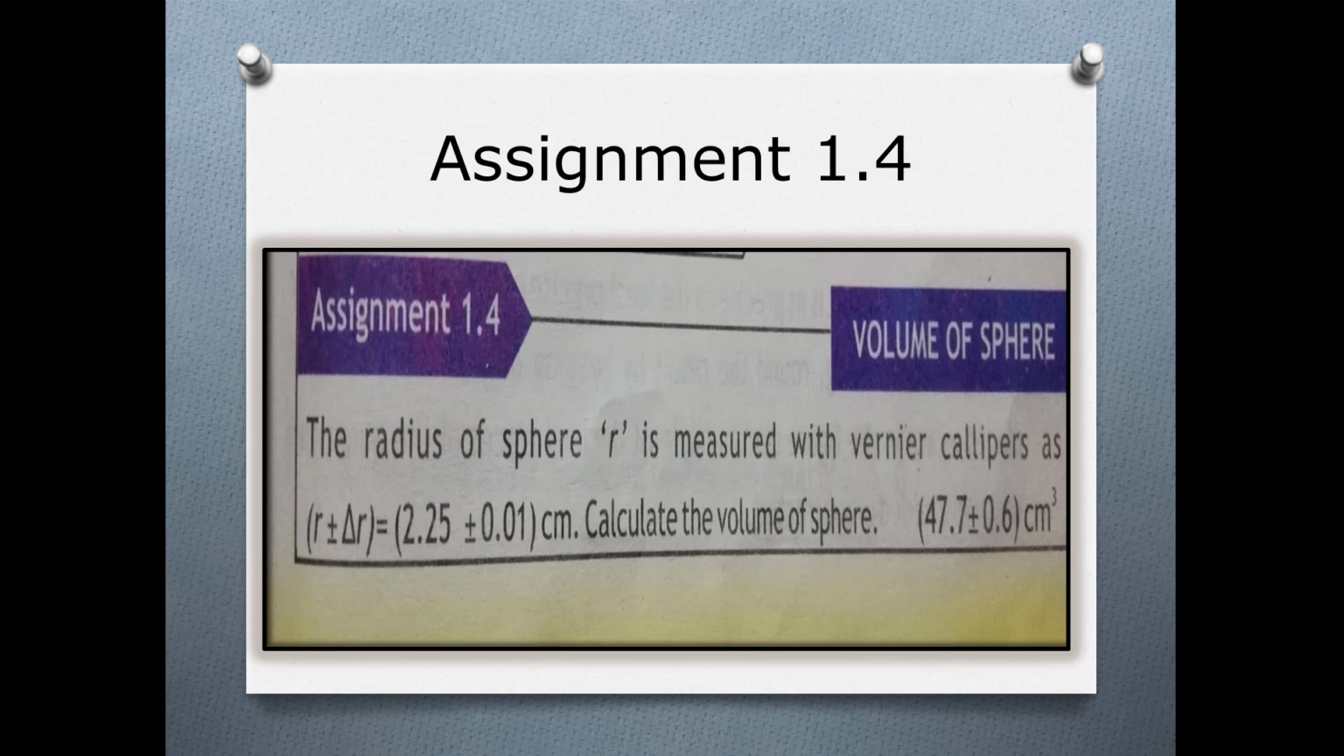What we will do is first write down the given data, then the required value, and in the calculation we will first calculate the percentage uncertainty in radius. We will multiply the percentage uncertainty of radius with power 3, and then put these values in the actual formula, and in the end convert it back into absolute uncertainty. You have to do it yourself.